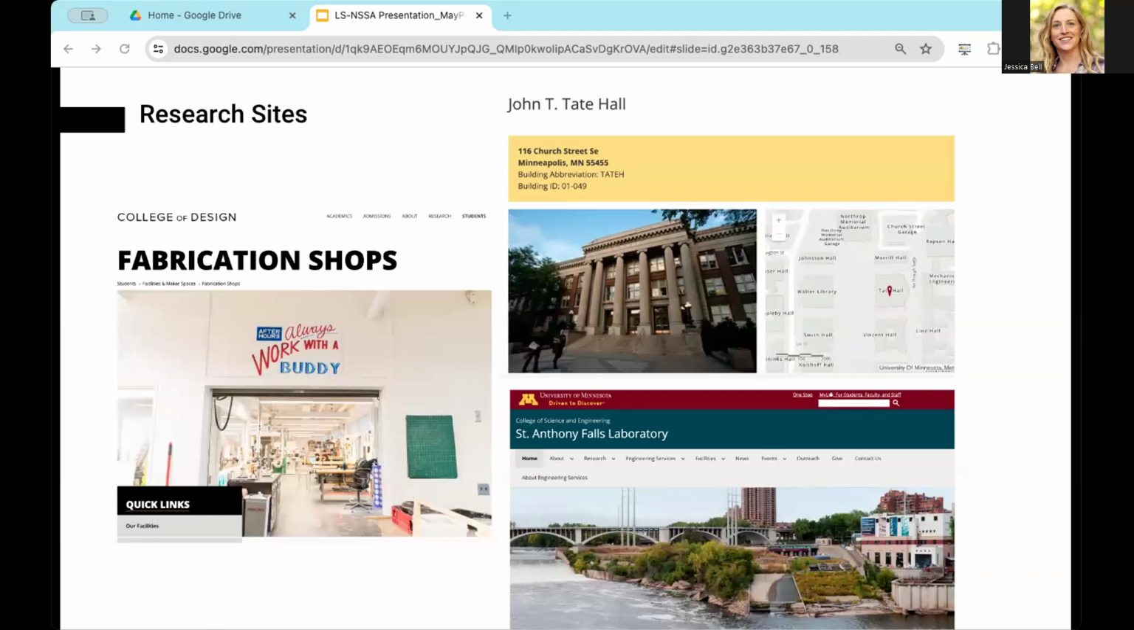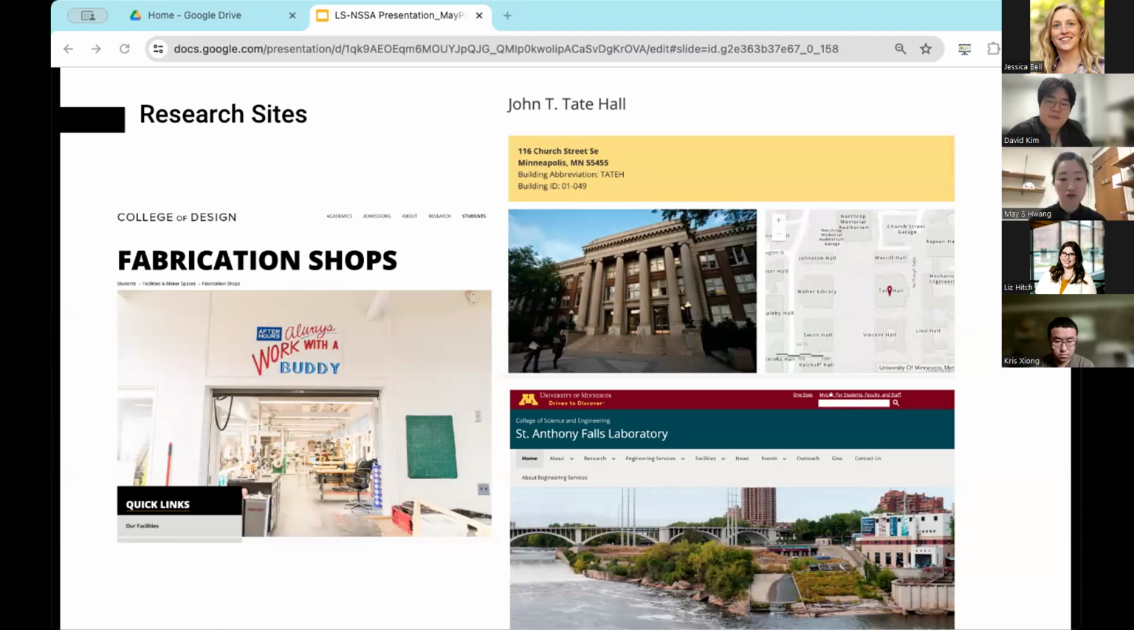As for research sites, we'll be working in three different locations. The first two, the fabrication shop and John Tate Hall, where David and Peter's offices are, are fairly close to each other, just right across the street. These are the two main sites you'll be working on. Then for the CO2 infused rainwater simulation, you'll be working at Safo, which is a bit distant from the other two, but it's located in a beautiful location within the city.